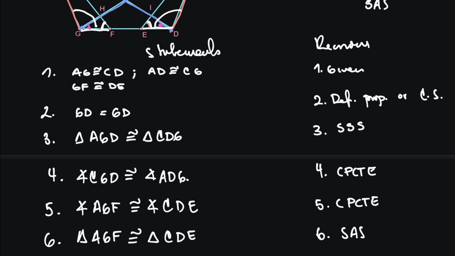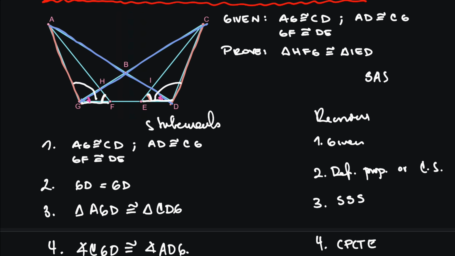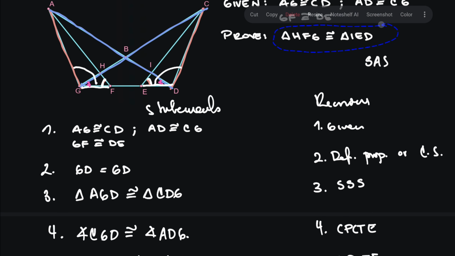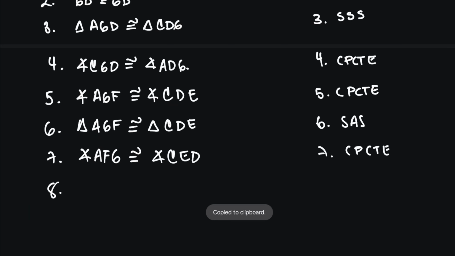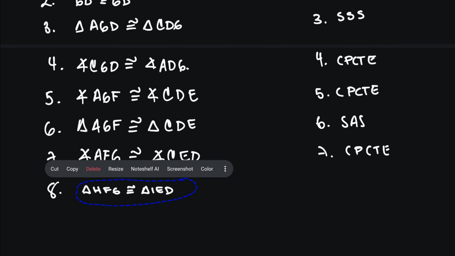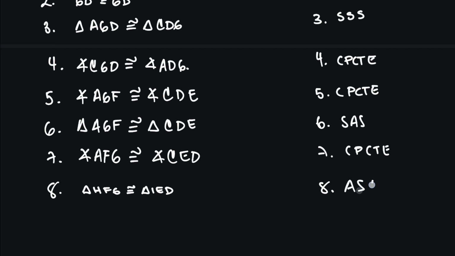All right, and why is that? Because CPCTE, because corresponding parts of congruent triangles are equal. So now that we have that, we basically have everything, because we have an angle, a side, and an angle. So we have ASA on both. So if we have that, then the two triangles are congruent. So triangle AFG, all right, so we have basically this. We just proved that the two triangles are congruent. Why? By angle, side, angle.